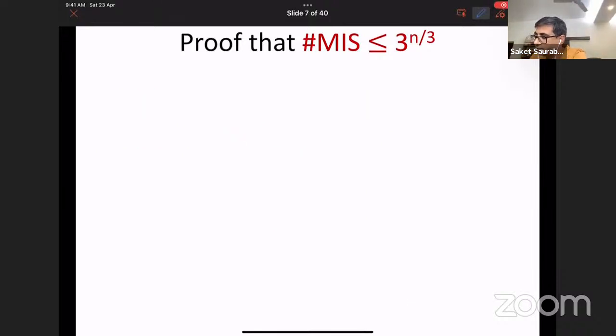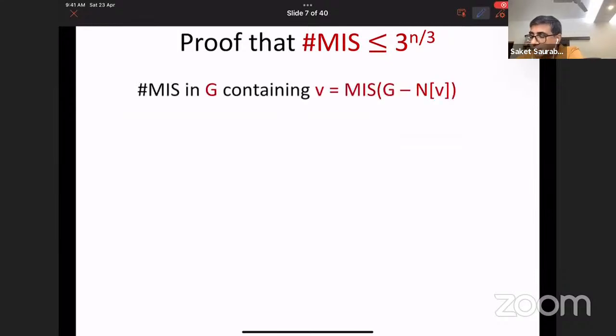Okay, so I'm going to ask how many maximal independent sets in G contain V. If a set contains V, it cannot contain the closed neighborhood of V. So you delete it, and in the rest of the graph, you find maximal independent sets. And to all those, you add V, which implies that the number of MIS in G that contain V is equal to this number.